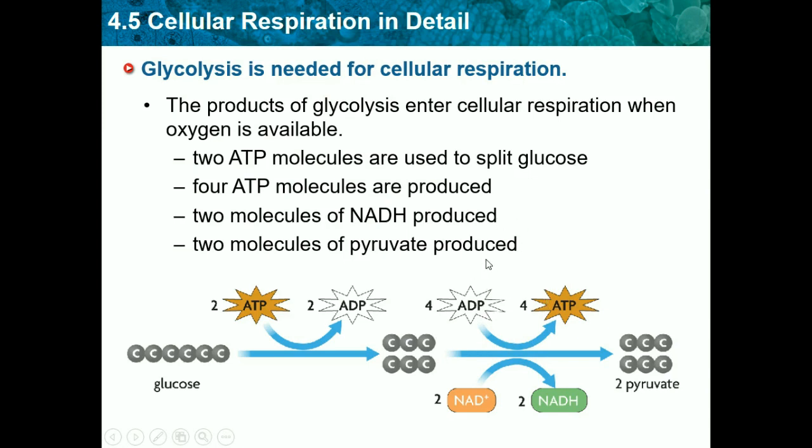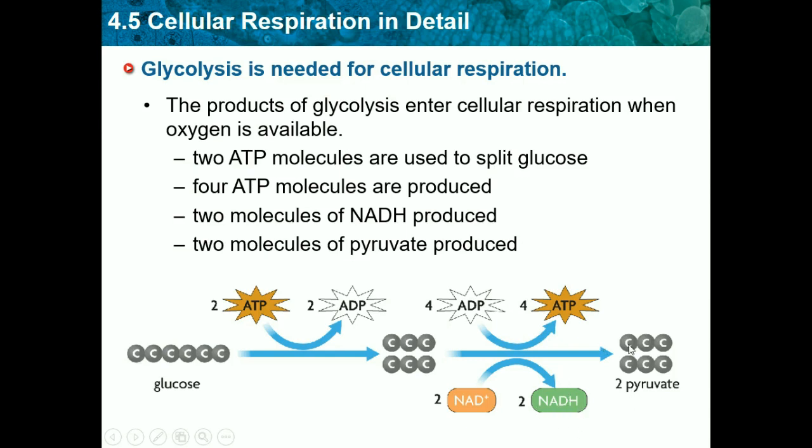So our net gain, or the output of glycolysis, is 2 ATP, 2 NADH, and 2 pyruvate. You may be wondering, why don't we just say 4 ATP, because that's what we made? But it's only 2 ATP because we also used 2 ATP in the beginning. We gained 4, but we used 2, so 4 minus 2 is 2. So again, we have 2 ATP, 2 NADH, and 2 pyruvate.